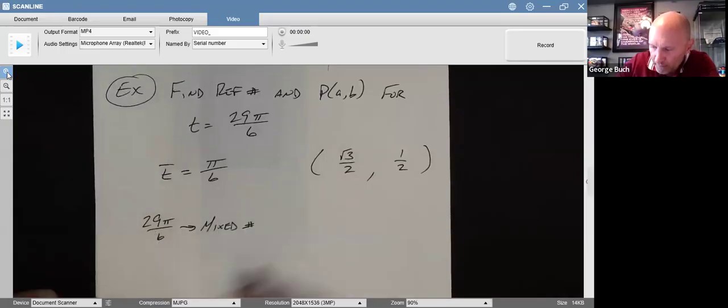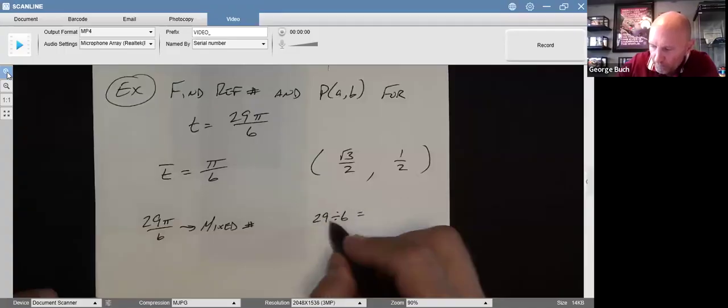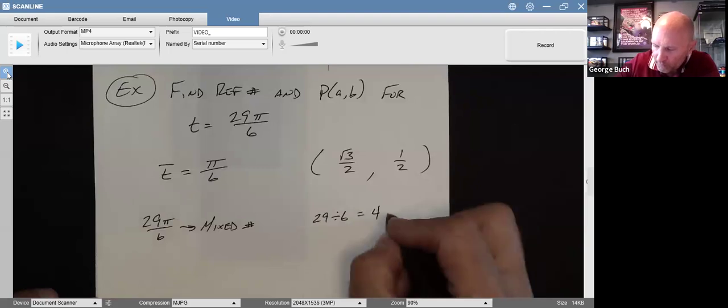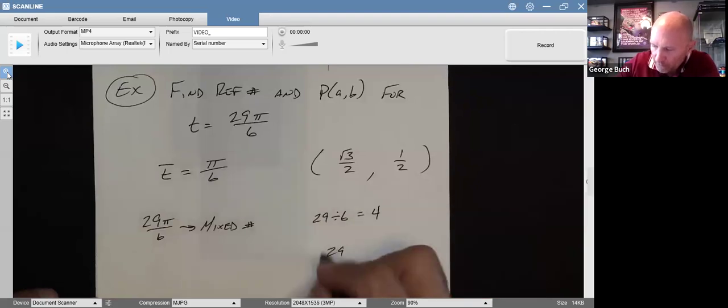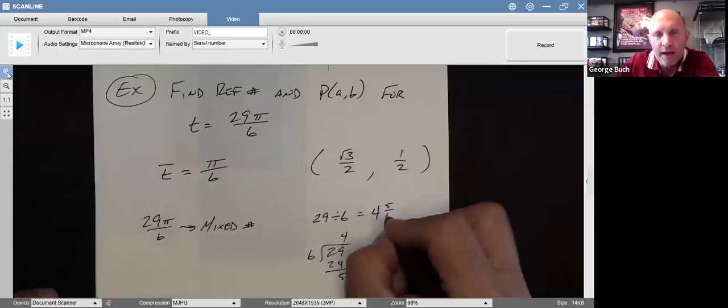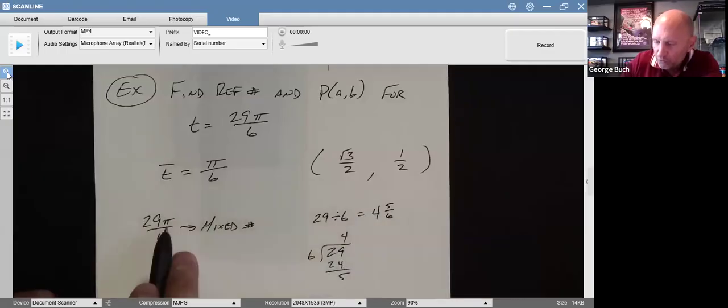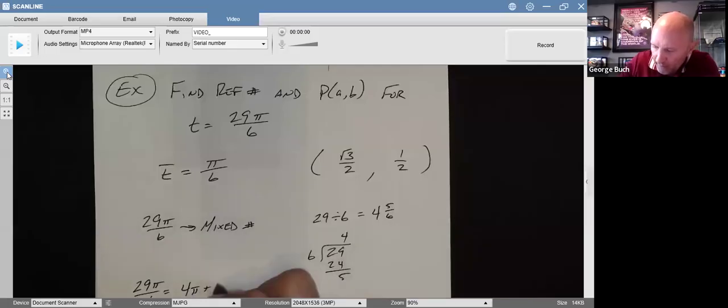So 29 divided by 6. Well, that's what? That's 4 with, so let's do long division so we can see. So 4, 24 with 5 left over. So 29 divided by 6 is the same as 4 and 5/6. But I have this pi here, so 29 pi over 6 is the same as 4 pi plus 5 pi over 6, if I'm converting it to a mixed number.